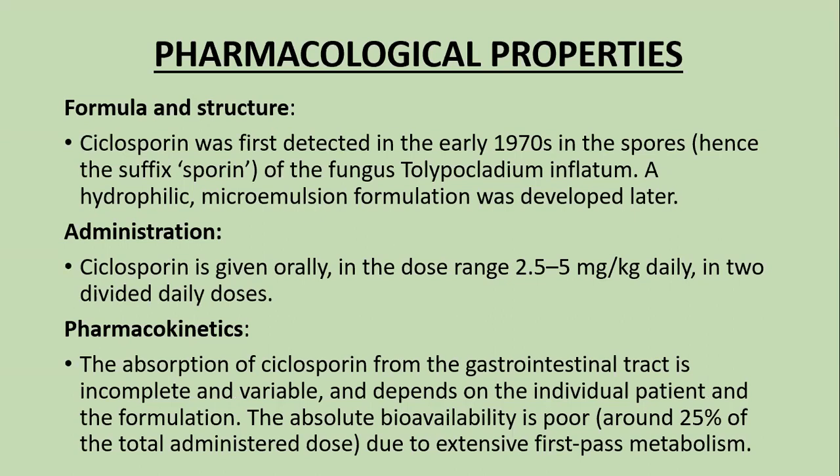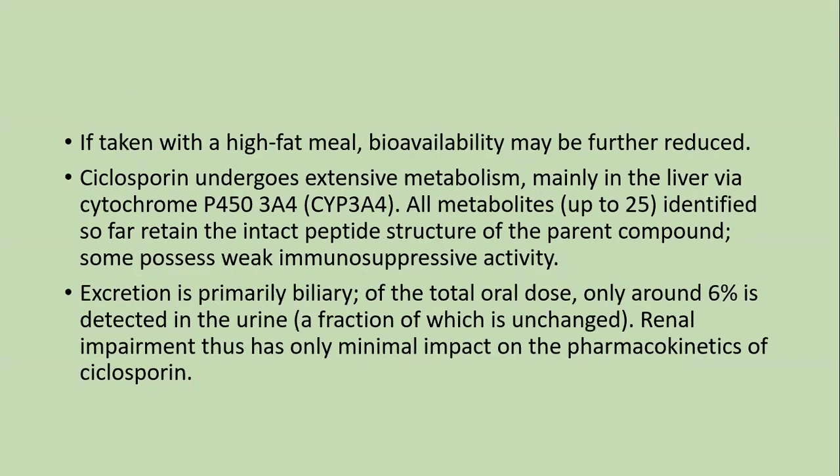Pharmacokinetics. Absorption of cyclosporine from GI tract is incomplete and variable and depends on individual patients and the formulation. The absolute bioavailability is poor, around 25% of administered dose, due to excessive first-pass metabolism. If taken with high-fat meal, bioavailability is further reduced.